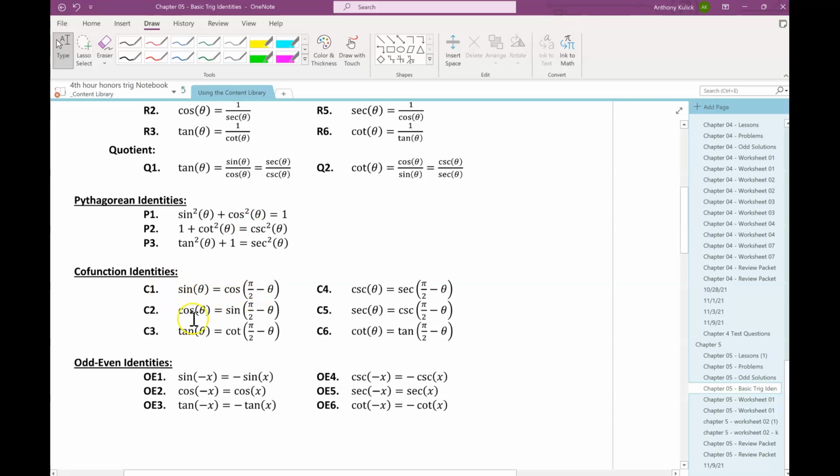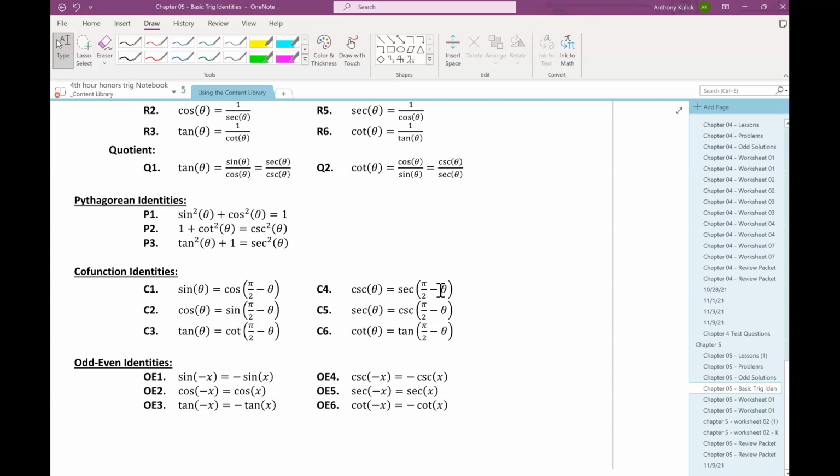So sine and cosine have that relationship. Tangent and cotangent have that relationship. And cosecant and secant have that relationship. In fact, the prefix co on cosine, cosecant, and cotangent is short for complementary, because sine and cosine are complementary functions. Secant and cosecant are complementary functions.